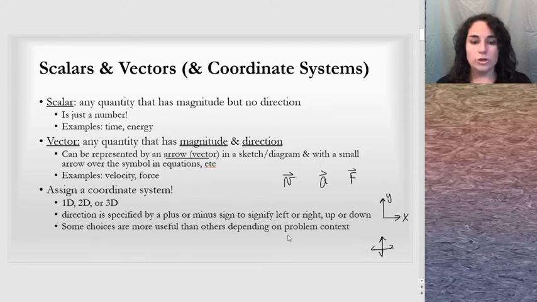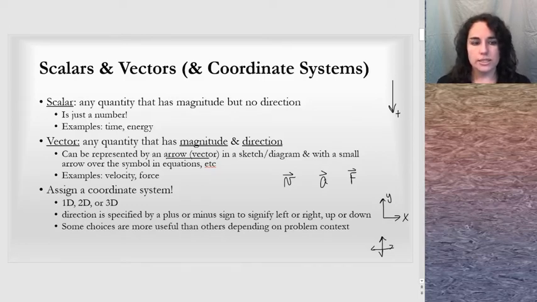Some choices are more useful than others depending on the context. So for most problems, having a general Cartesian right positive and up positive is fine. There may be situations where you choose down as positive, and that's completely fine as well. It depends on the context as well as you staying consistent in that coordinate system.